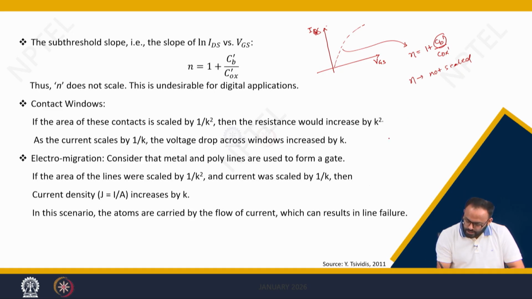Similarly, let us consider about the contact windows, meaning you have n plus source and drain and you make some contacts like this, right. This contact is made with some area, right, and the area is scaled by 1 by k square. Now, the resistance of that contact will be scaled by k square, correct. So, if the current is scaled by 1 by k, then what about voltage?